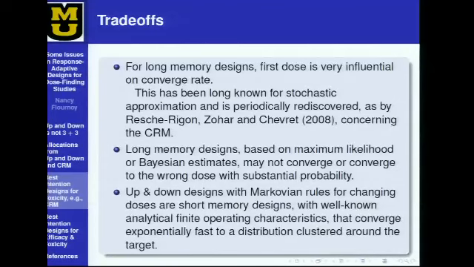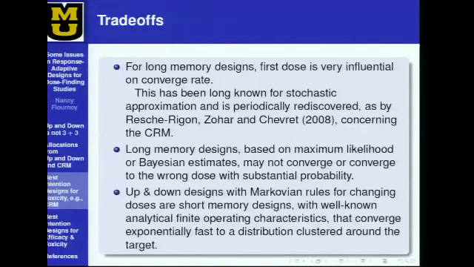And so, other things that are well known: if you have a long memory design, whether it be maximum likelihood based or Bayesian, the first dose, or even the first couple of doses, is very influential. The responses to the first couple of doses are very influential on the convergence rate. This was known for a long time with stochastic approximation, and it was recently rediscovered in this 2008 paper, but they attributed it to something else, though it seemed to be the same story.